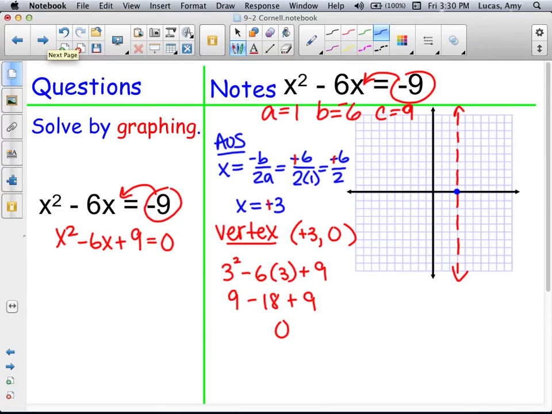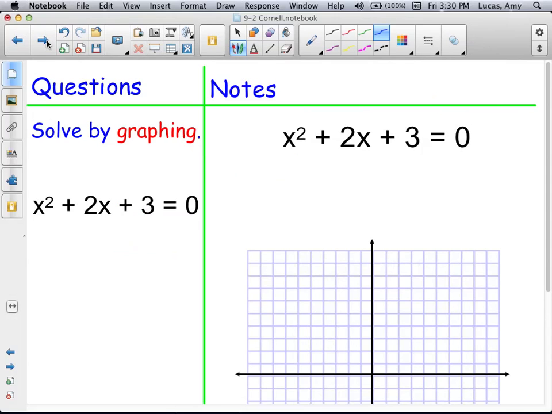So it's sitting right on the x-axis. Now, my y-intercept is the value for C, which is 9. So my y-intercept is up here at 9. I balance it on the other side of my symmetry line. And this quadratic has got one solution right here. X equals 3. It only hits the x-axis once.